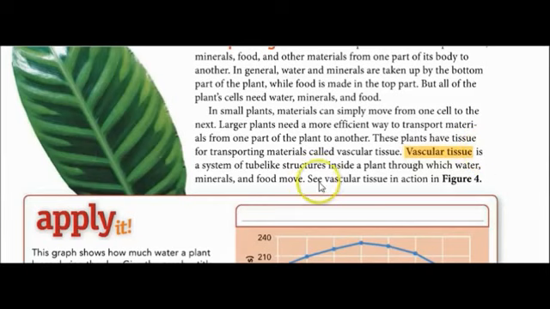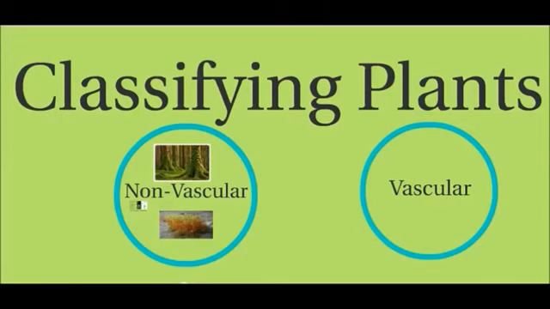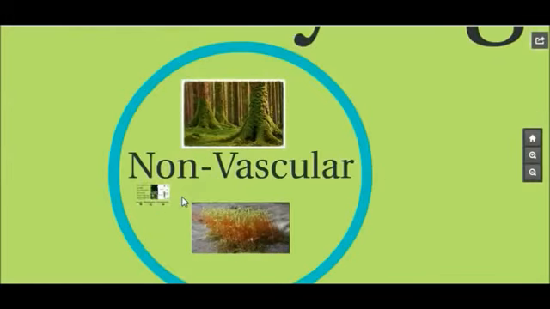Vascular tissue is a system of tube-like structures inside a plant through which water, minerals, and food move. Let's take a look at some examples of plants that are non-vascular plants, plants that do not have that vascular tissue.